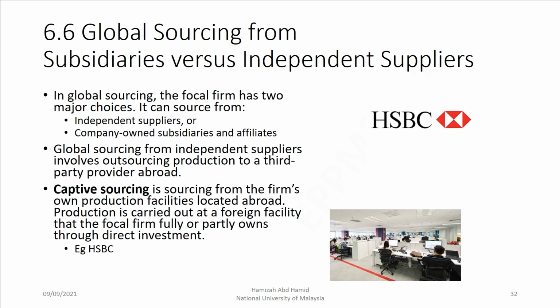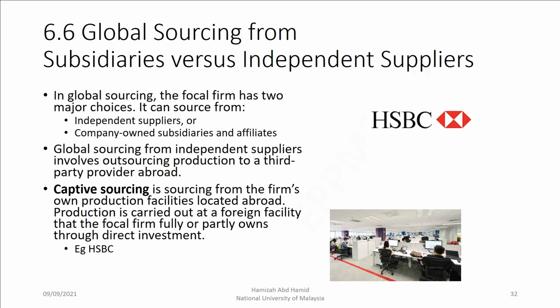Firms can also do global sourcing from subsidiaries. They can also do global sourcing from independent suppliers. This is the question of nak ambil kontrak dengan siapa? Buat sendiri ke dengan external? In global sourcing, the focal firm has two major choices. It can source from independent suppliers or internal, ataupun company-owned subsidiaries and affiliates. Global sourcing from independent suppliers will involve outsourcing production to a third-party provider abroad.